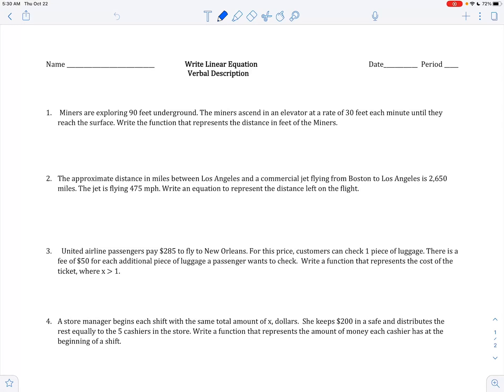All right. Today we're going to talk about writing linear equations given a verbal description. Number one, miners are exploring 90 feet underground. The miners ascend in an elevator at a rate of 30 feet each minute until they reach the surface. Write the function that represents the distance in feet of the miners.